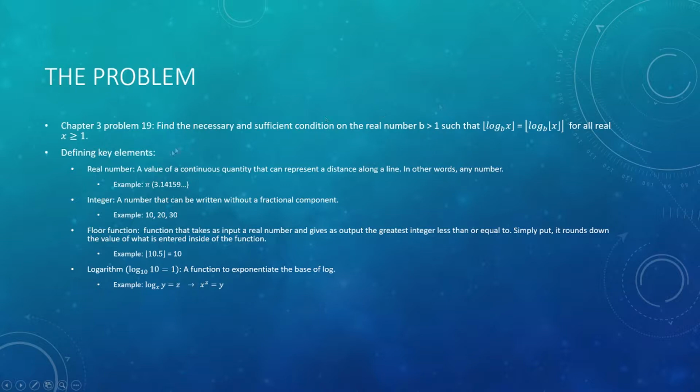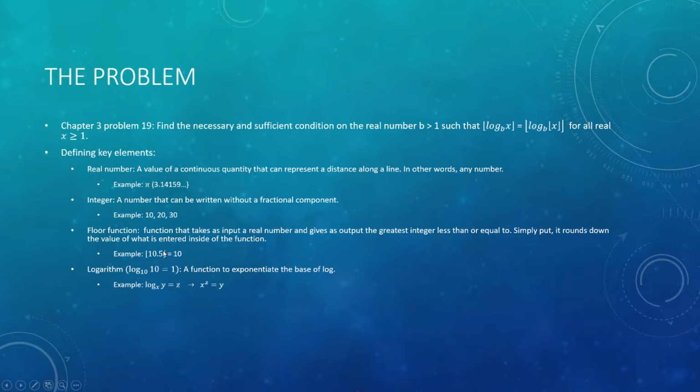Real number, referenced twice here, is a value of continuous quantity that can represent a distance along a line. In other words, any number, regardless of if it's a decimal fraction or a whole number. An integer, however, is a number that is only a whole number, and it can't be written with a fractional component or with decimals. The floor function, which is going to be used this entire time, is literally just a rounding function. So if you have 10.5, if you floor it, you round down. The inverse of flooring is actually called ceiling. Not that you need to know that, but it's handy to know.